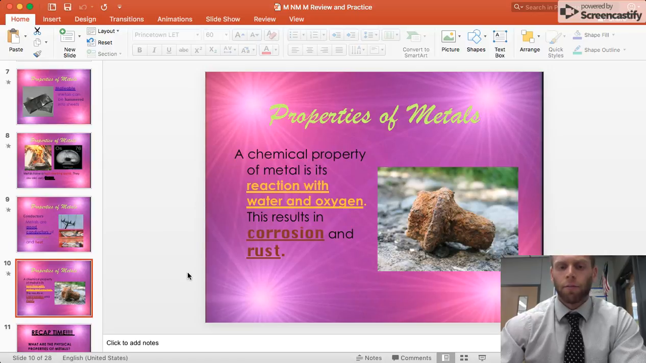Our last property of metals that you're going to put on your threefold brochure there is a chemical property of metal, that its reaction with water and oxygen creates corrosion and rust.